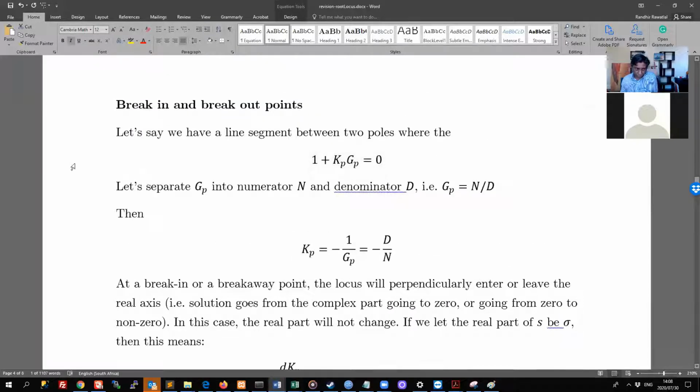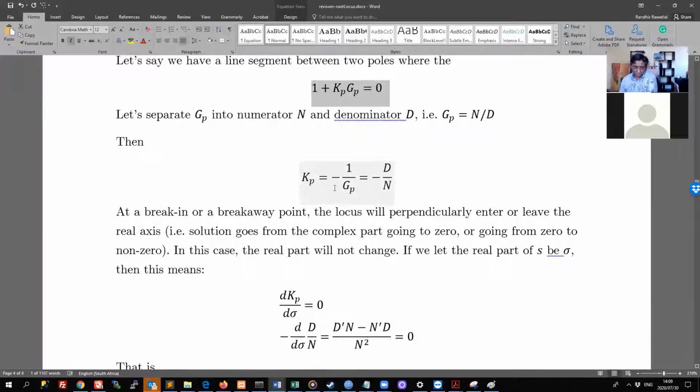So of course, we start out with the equation we are trying to solve, right? All these loci are just solutions to this equation. And we know that we can separate our process function into a numerator and a denominator, n and d. So if we substitute n over d here and rewrite this equation in terms of kp, we'll have that kp is minus 1 over gp, which is equal to minus d over n, the inverse of that and minus times that, right?